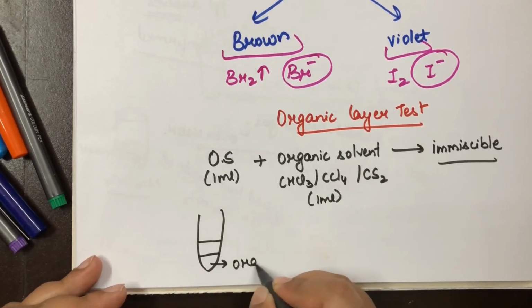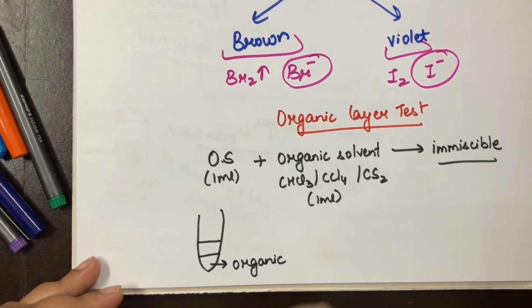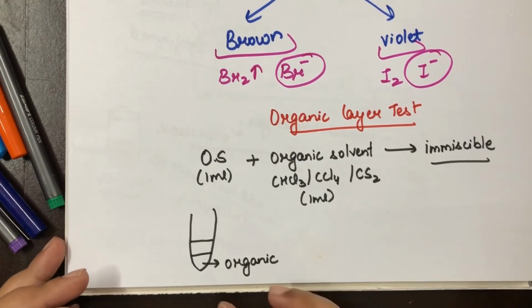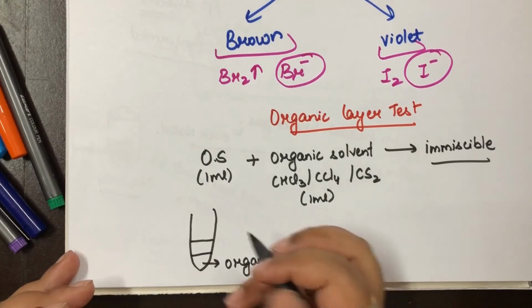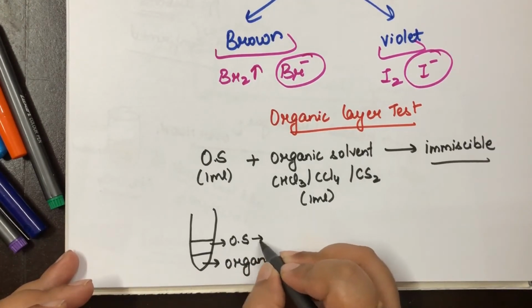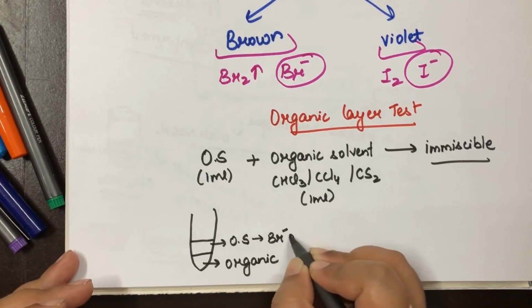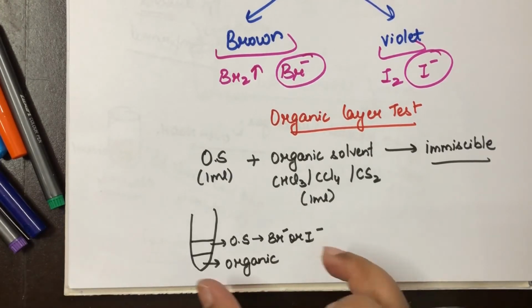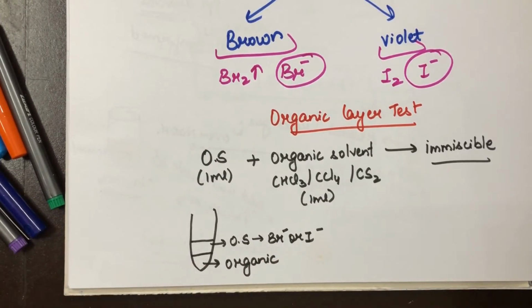Obviously the organic solvent layer would be towards the downside because it has more density, so it will settle at the bottom. And the upper layer will be having your original solution, which will have your bromide or iodide ion. We are here to distinguish if it is bromide or iodide, right?